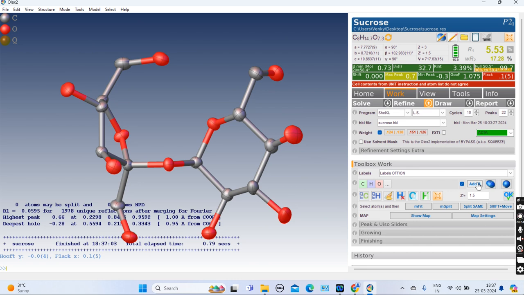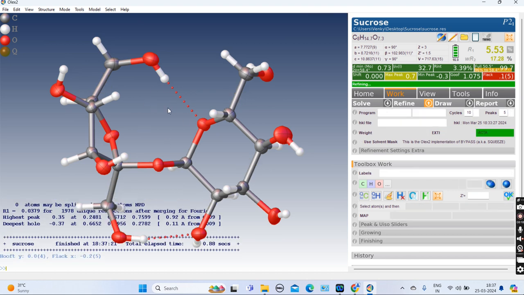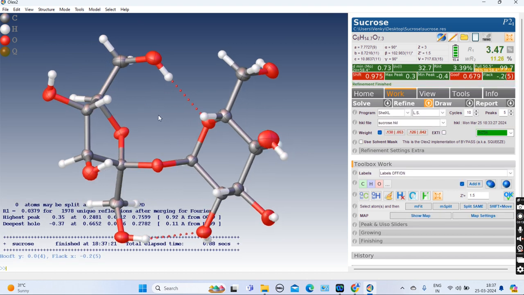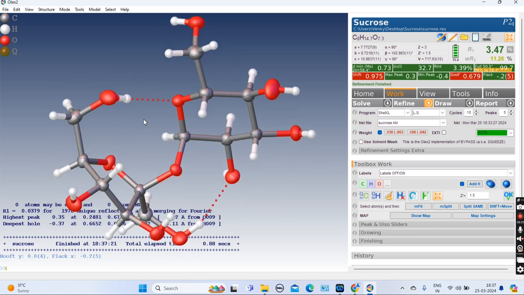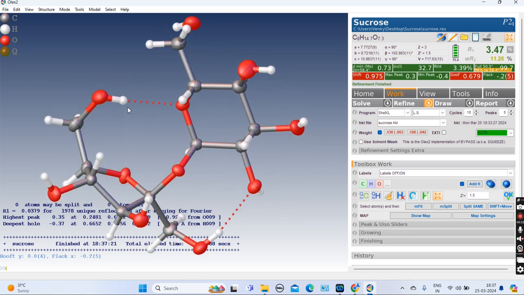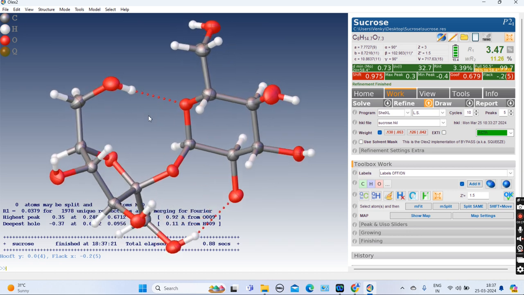Next you add hydrogen. You go here and click this one, and you can add the hydrogen atoms. Then this dotted line is nothing but a hydrogen bond. I think you have heard about hydrogen bonds with water molecules. Normally it is between hydrogen and oxygen atoms. In this structure also we have a lot of hydrogens and a lot of oxygens. That is why this type of bonding is there.